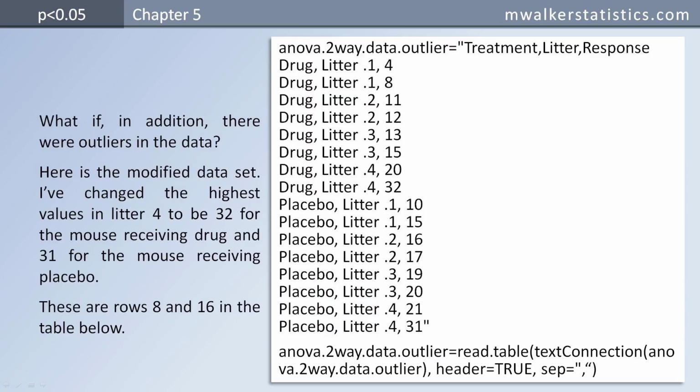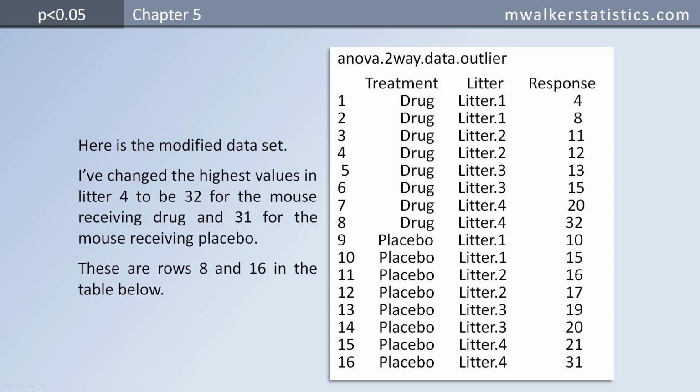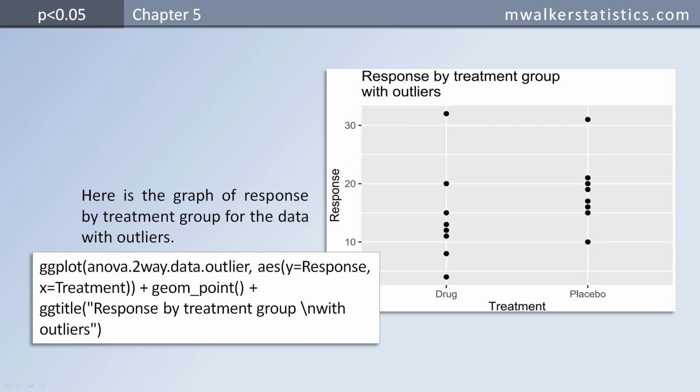What if, in addition, there were outliers in the data? Here is the modified data set. I've changed the highest values in litter 4 to be 32 for the mouse receiving drug and 31 for the mouse receiving placebo. These are rows 8 and 16 in the table below. Here is the graph of response by treatment group for the data with outliers.